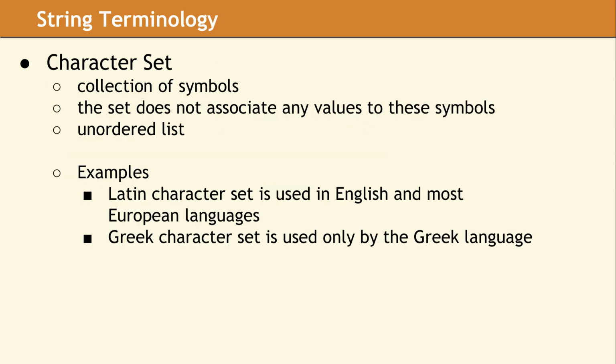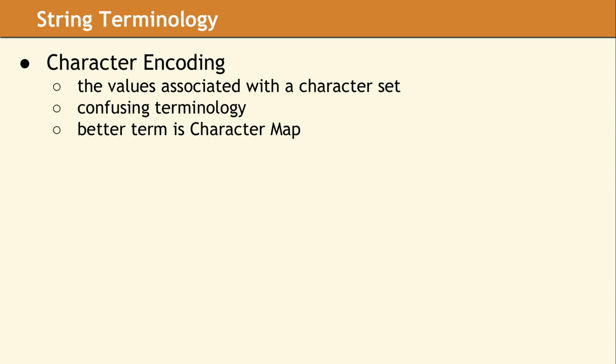The first term we need to define is a character set. A character set is nothing more than a collection of symbols. It does not associate any values, and it's completely unordered. A character encoding is what associates the symbols in a character set with specific values. This term is a bit confusing because there actually isn't an encoding. It is just an association. A better term is a character map.